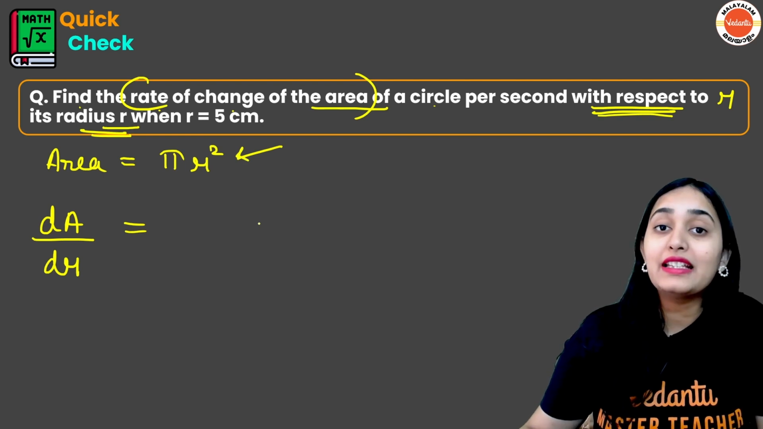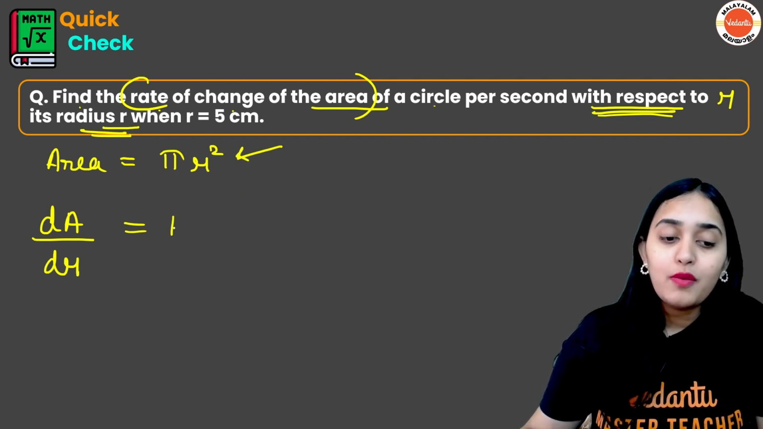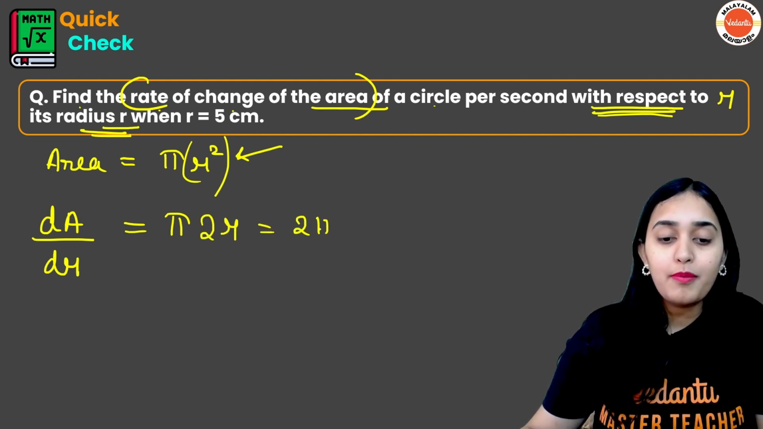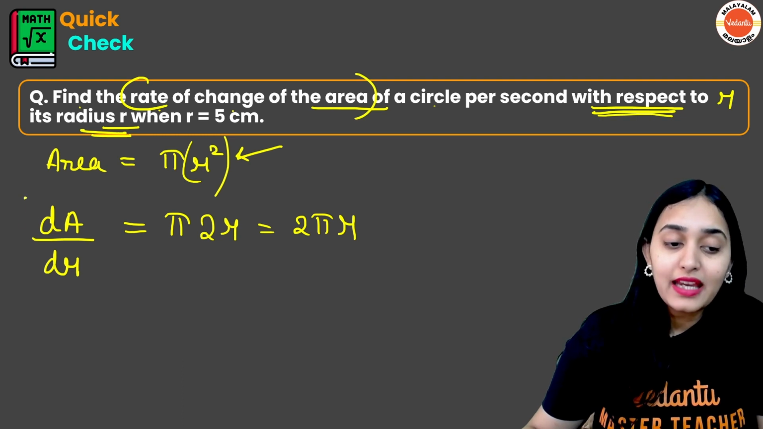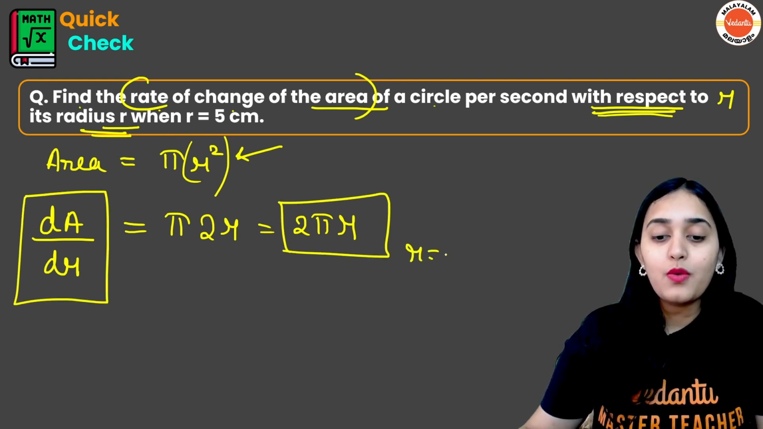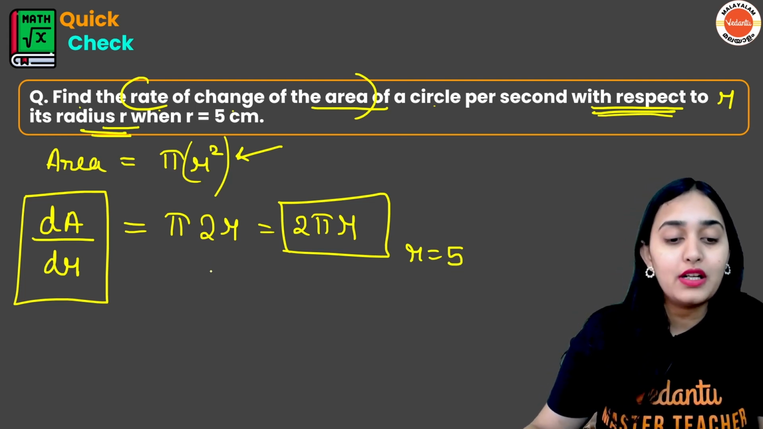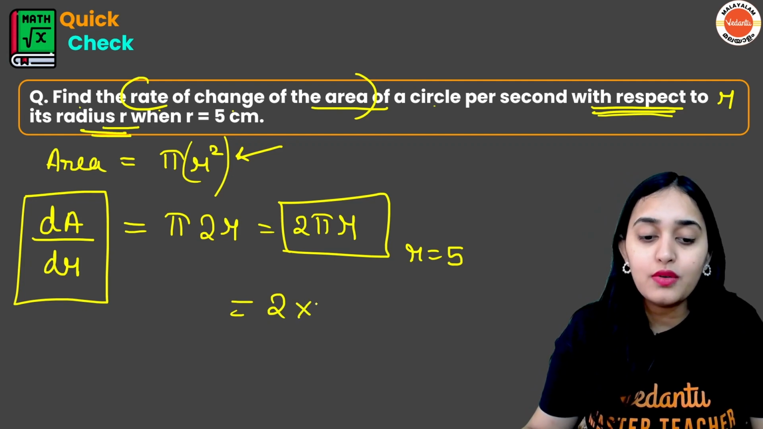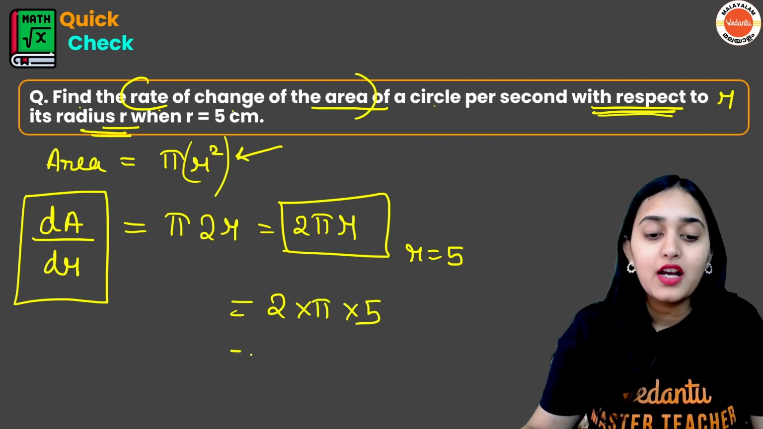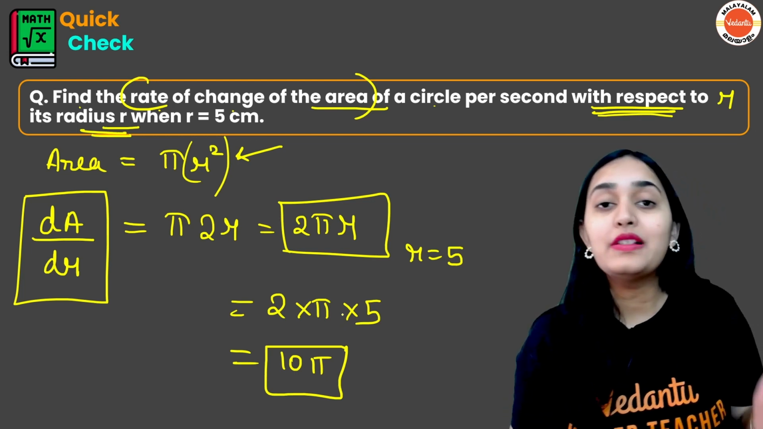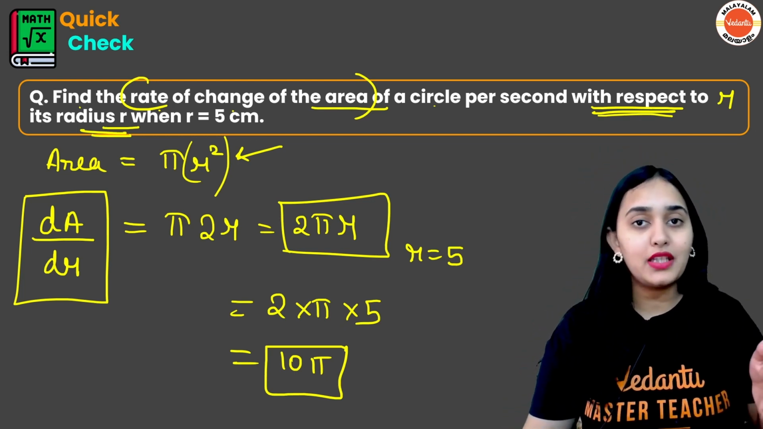So what will be dA by dr? Just differentiate this with respect to r. Pi will remain pi, r square will become 2 times r. So this is 2 pi r. Now they are asking the rate of change when r is equal to 5. So just put the value of r as 5, and you get 2 pi into 5. So the answer is 10 pi. How simple it is, see? Such type of question can come in your exam.